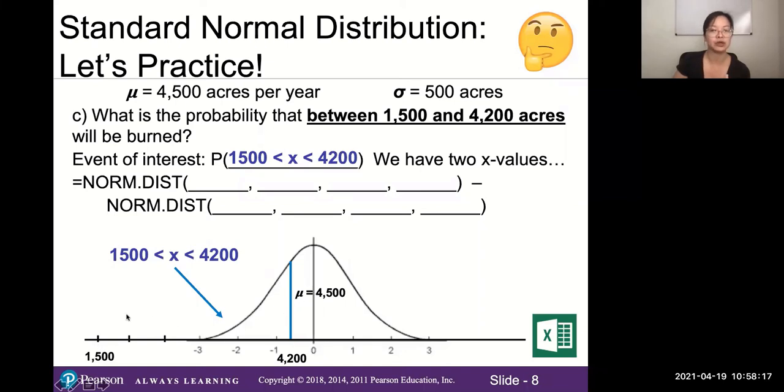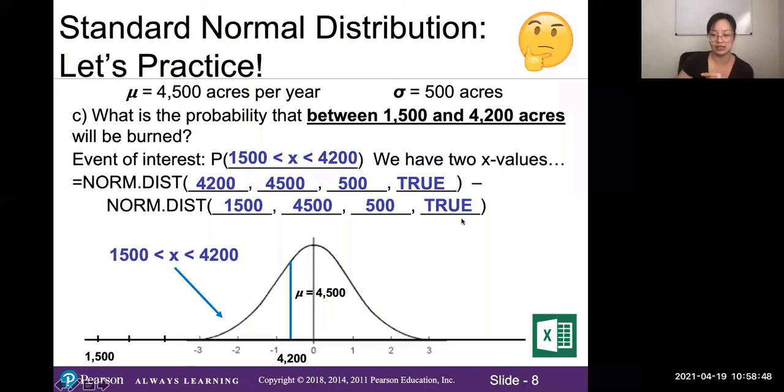And so we're going to be reading from left to right using Excel. And so what we want to do is make sure you put the bigger X in first. Because if you subtract a small number and then a big number, you're going to end up with a negative, and we can't have negative probabilities. So the first X we'll plug in is that 4200, and everything else is still the same. And then the second X that we'll plug into that part of the formula is the smaller one, the 1500, and everything else is the same.